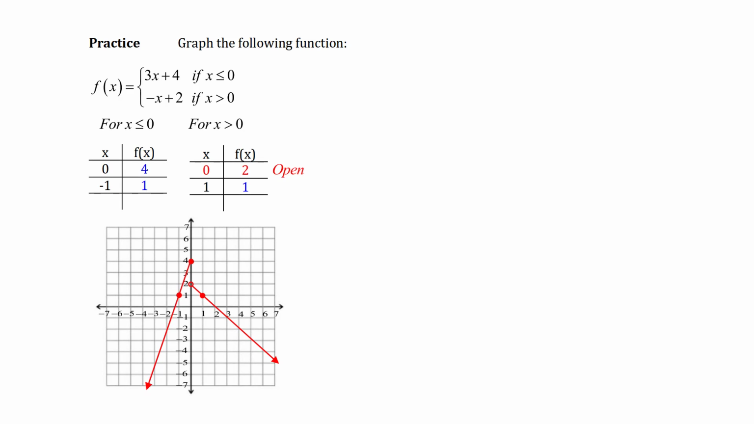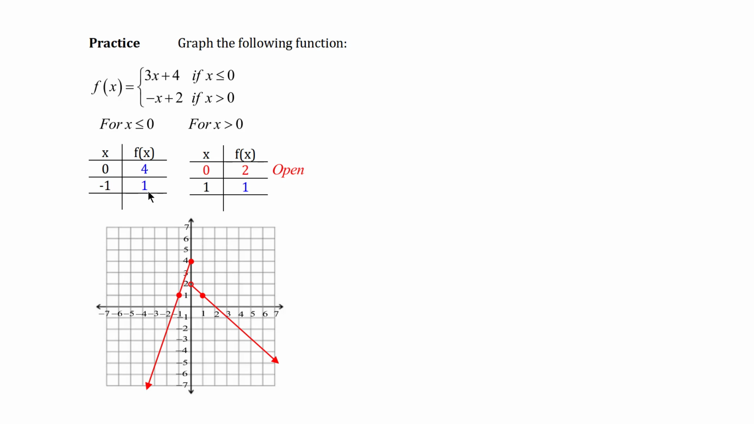Alright, so let's get started graphing the top equation. For the top equation, we only use x values less than or equal to 0. So on my xy chart, I'm going to use the values of 0 and -1. When we plug in 0 into the top equation, we get the value of 4. So our f of x value is 4. When we plug in x equals -1 into the top equation, we get the f of x value of 1.